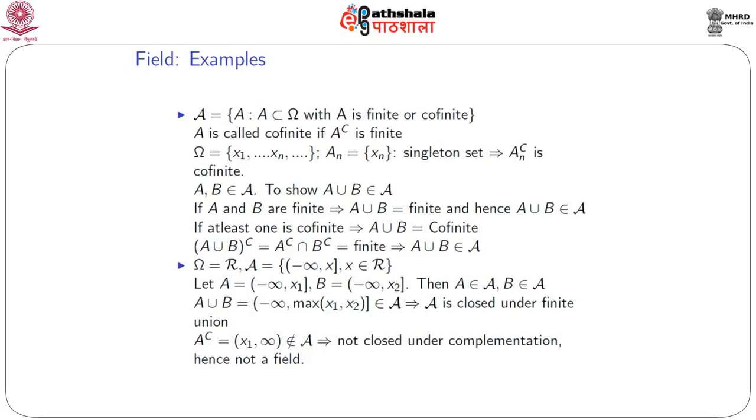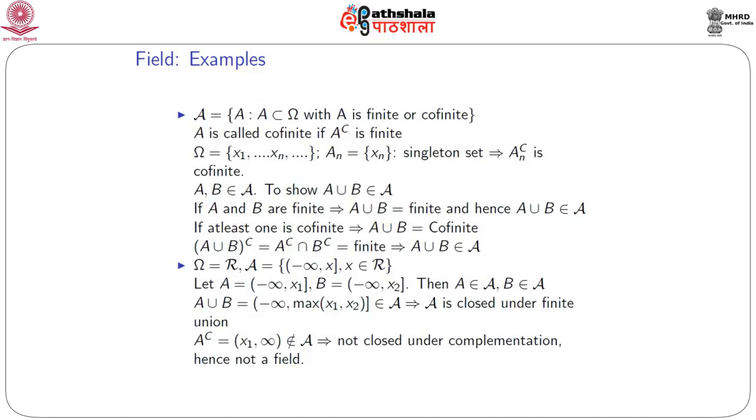Now, we take A union B whole complement, which is A complement intersection B complement. If they are both cofinite, then A complement will be finite, and B complement will also be finite, so their intersection is finite. If at least one of them is cofinite, then its complement will be finite. So, once again the intersection will be finite. That means A union B belongs to script A. So, that shows that script A is a field.